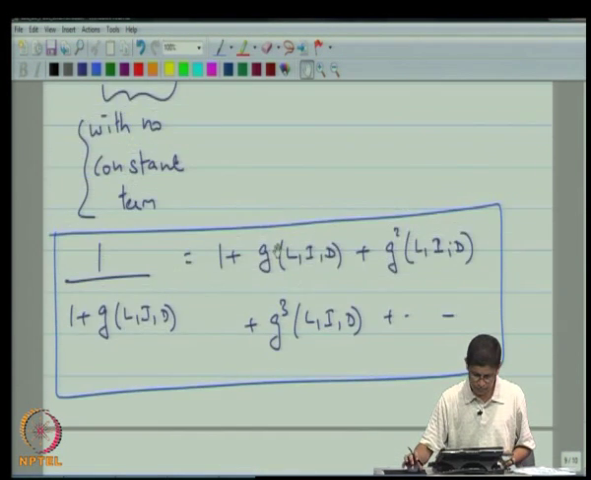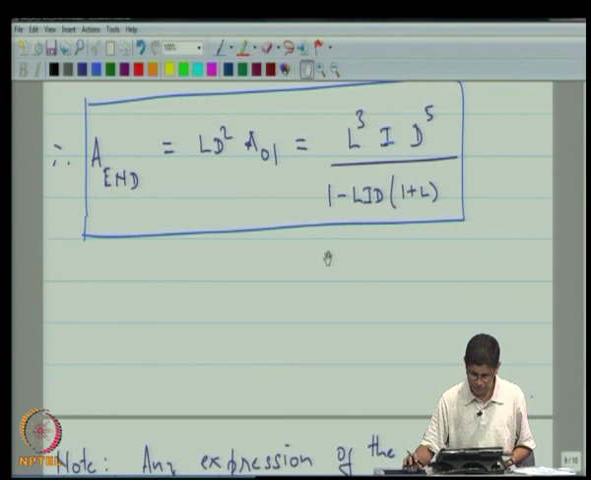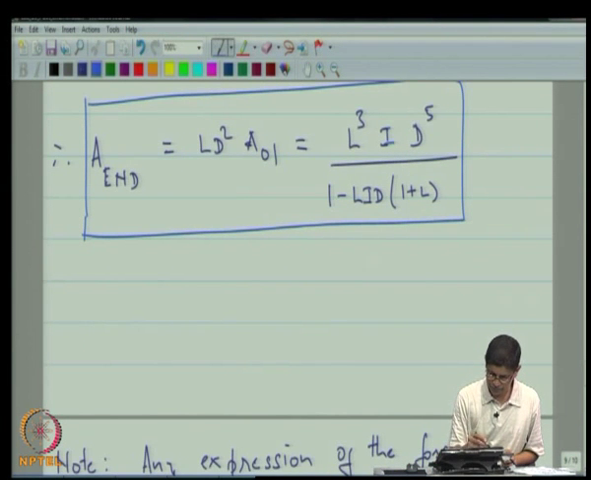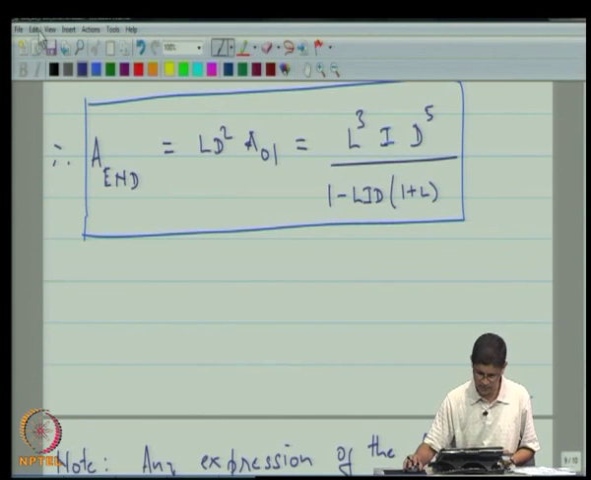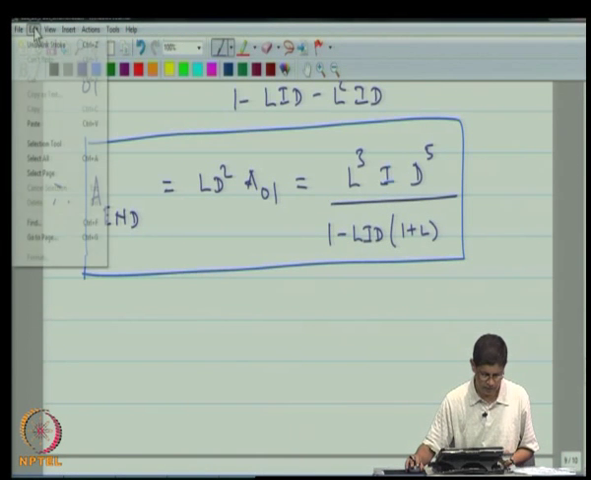Okay. So, if you use that here, then you will see that this, so let us reproduce this equation, and evaluate it.